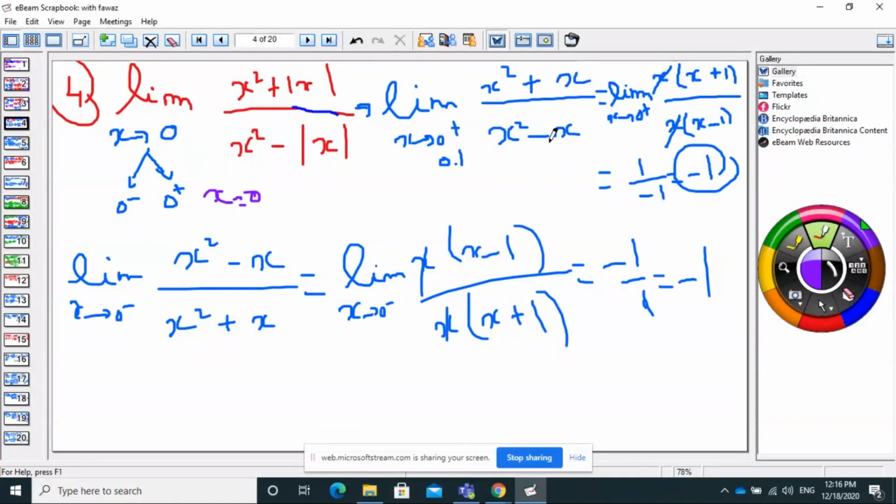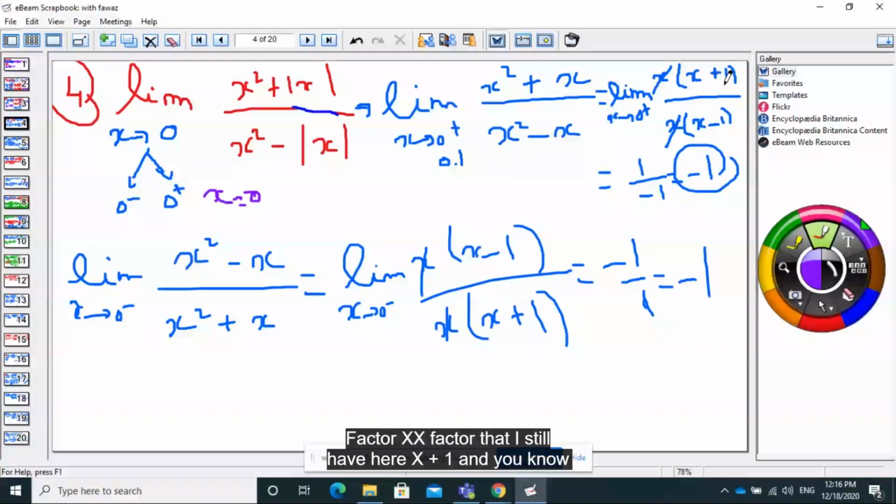Now I have my common factor x. Factoring x, what I still have here is x plus 1, and here what I have is x minus 1. Look at it, that's 0 over 0. If I replace x by 0 here or here, it gives 0 over 0. Now I simplify it and then I can replace. I will have 0 plus 1, 1 over minus 1.